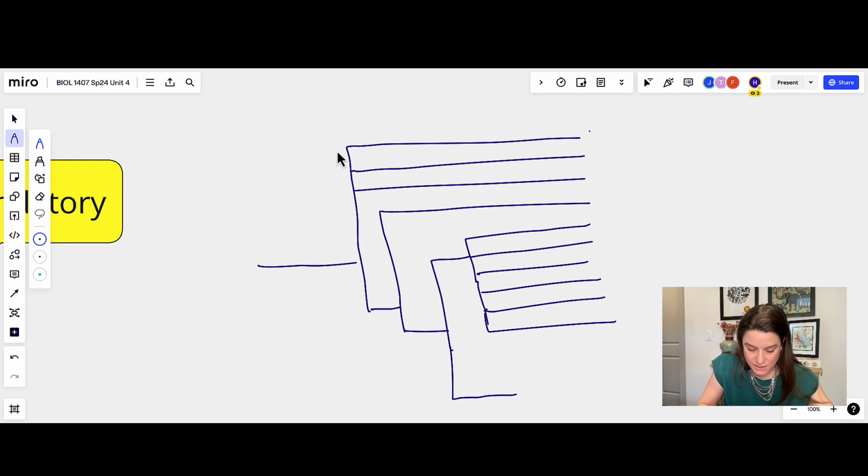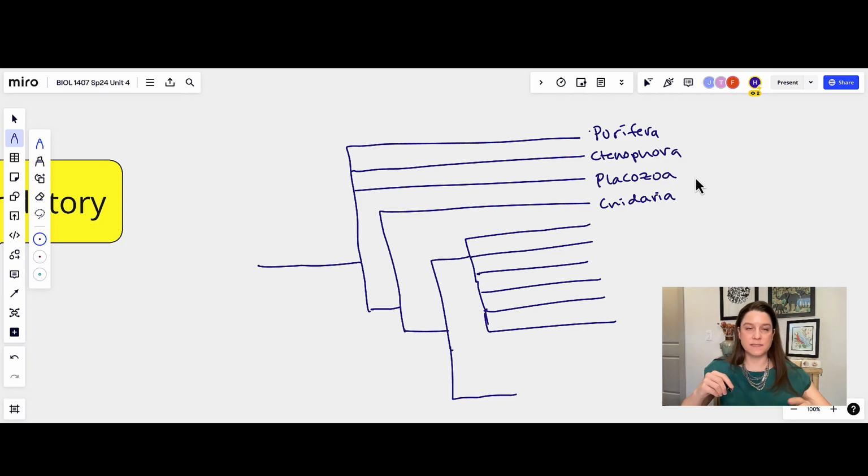because they're a polytomy here. But we'll just do Porifera, and then Ctenophora, the comb jellies, and then we'll do Placozoa, those little cup-like animals, the quite small ones, and then we'll do Cnidaria, the stinging jellies and corals and sea anemones and sea fans and such that have the tentacles that have those cnidocytes, which are stinging cells.